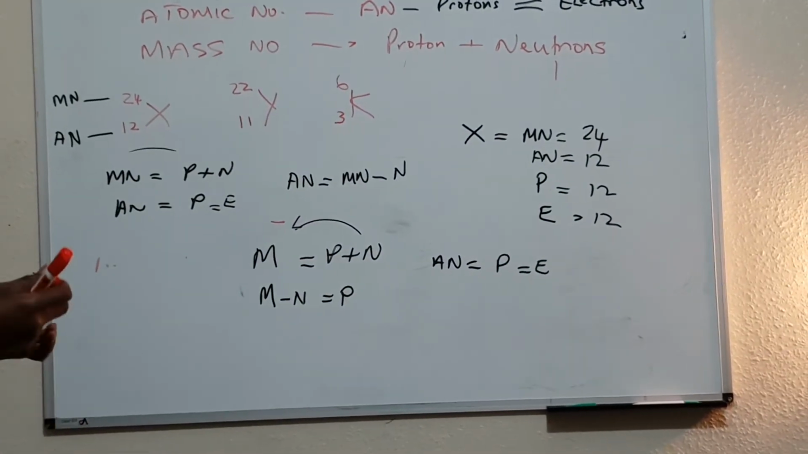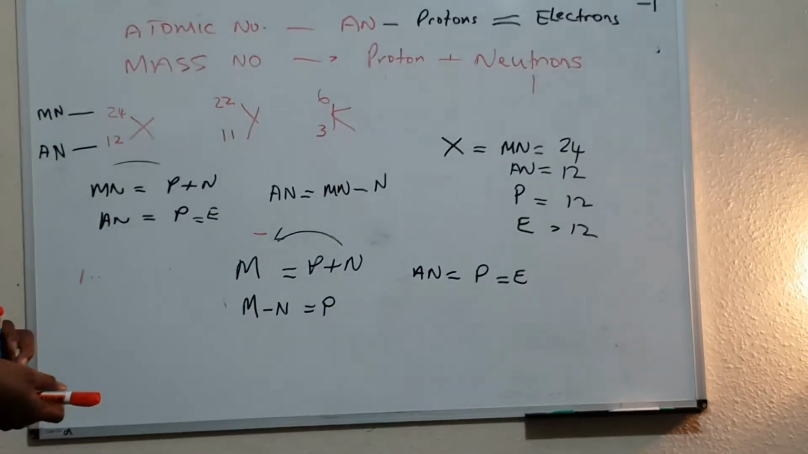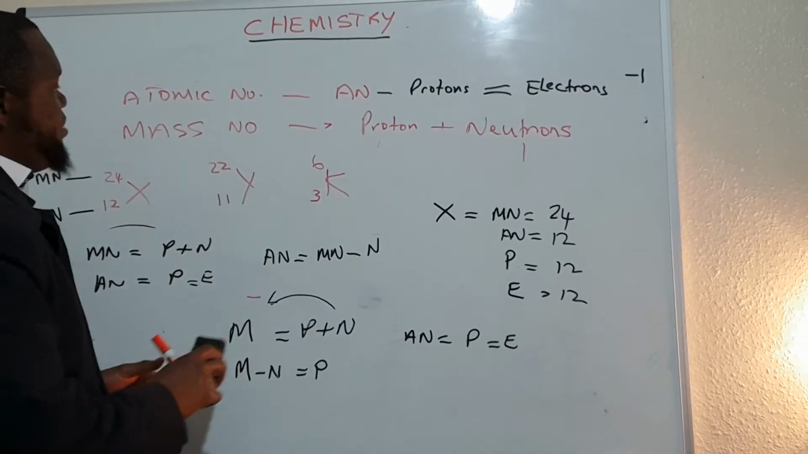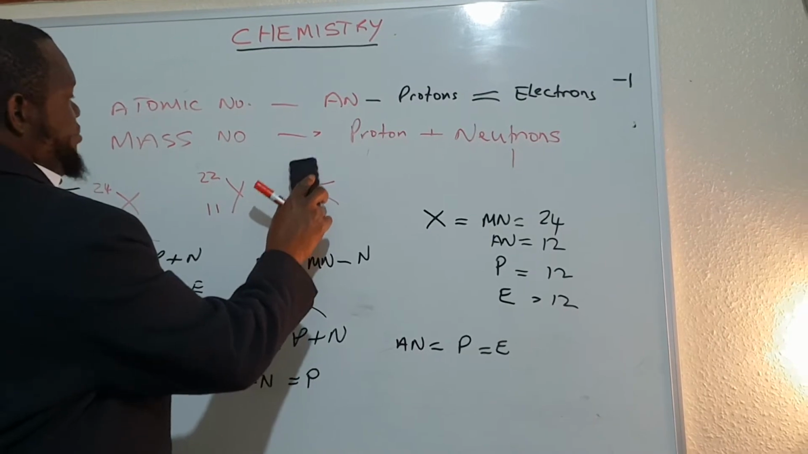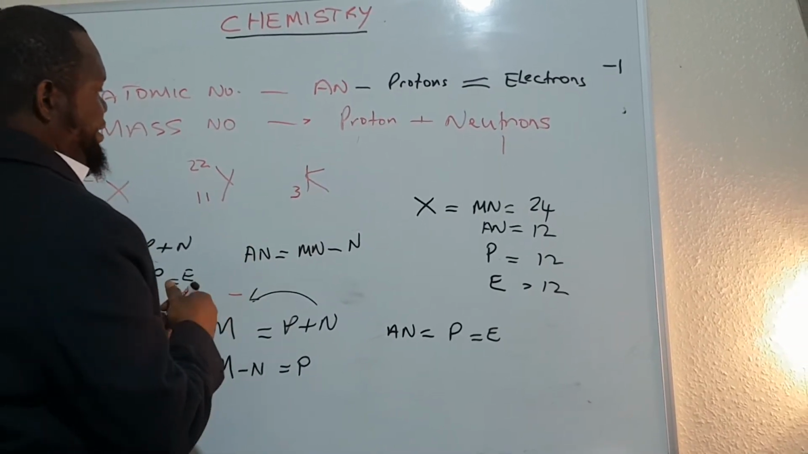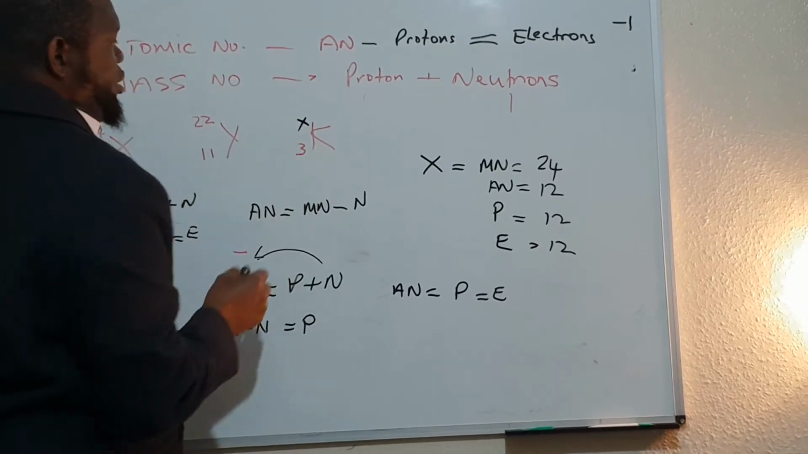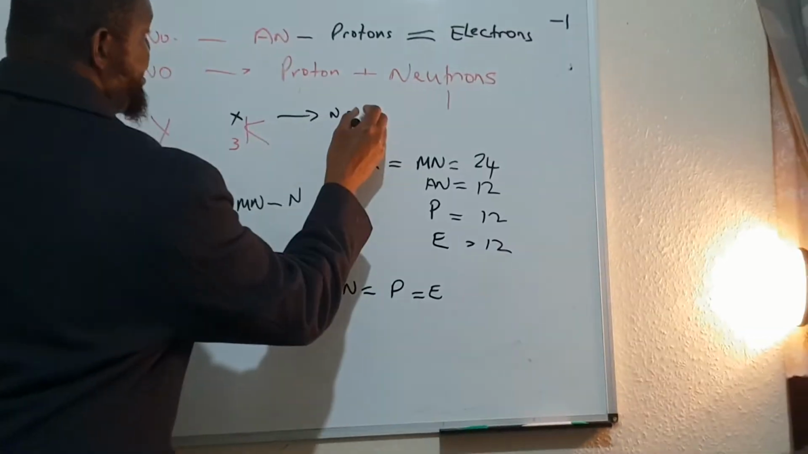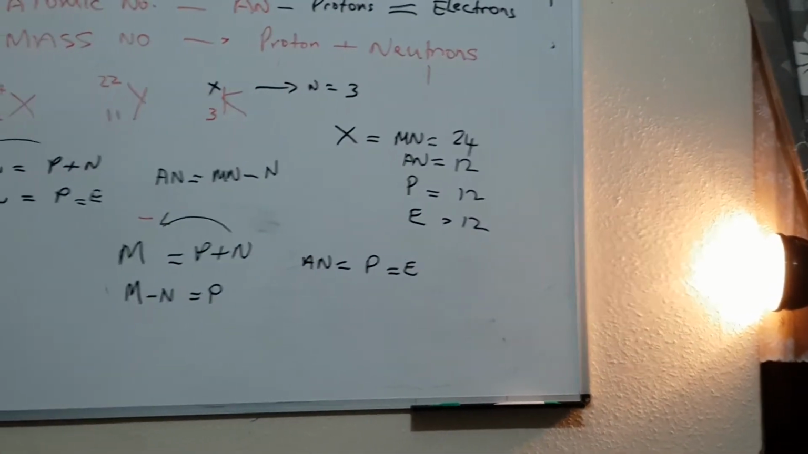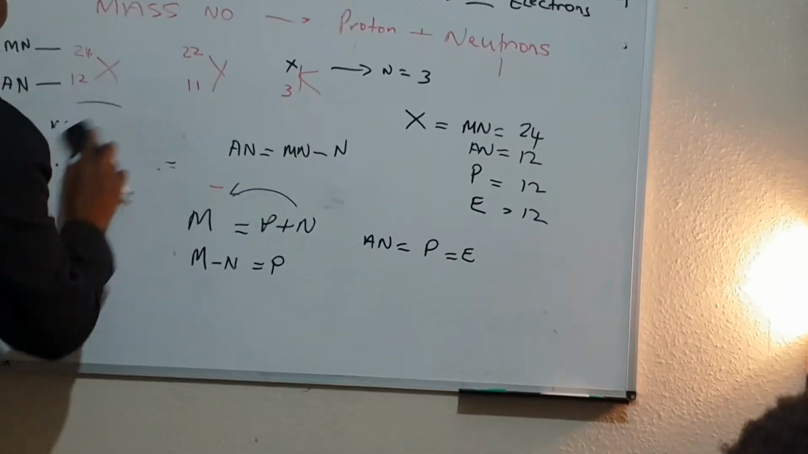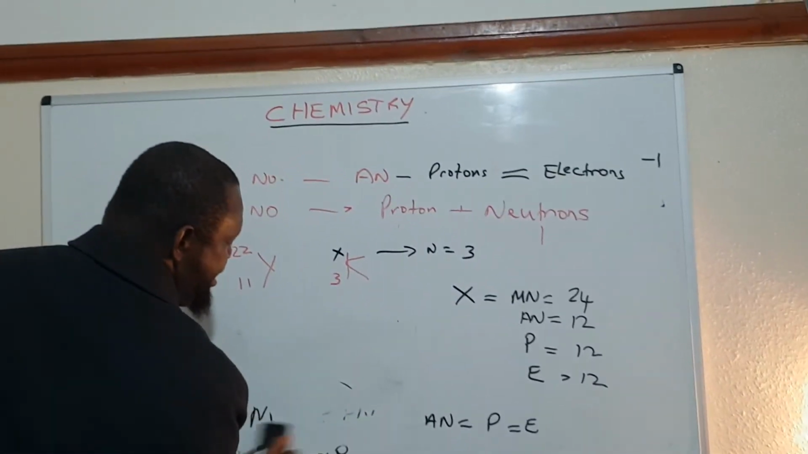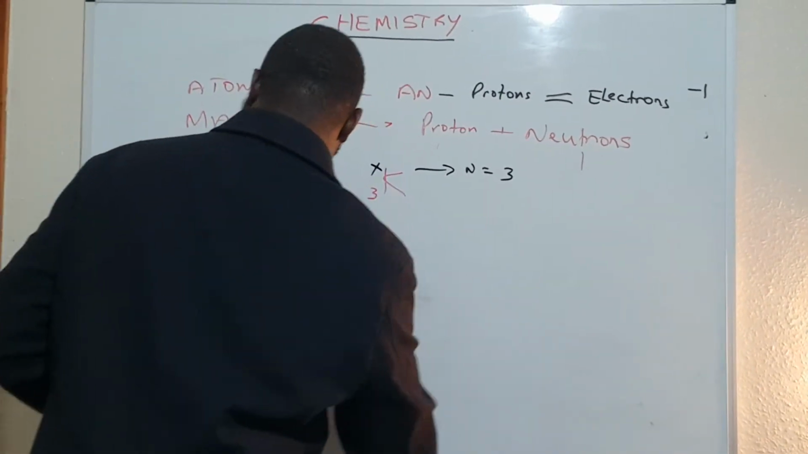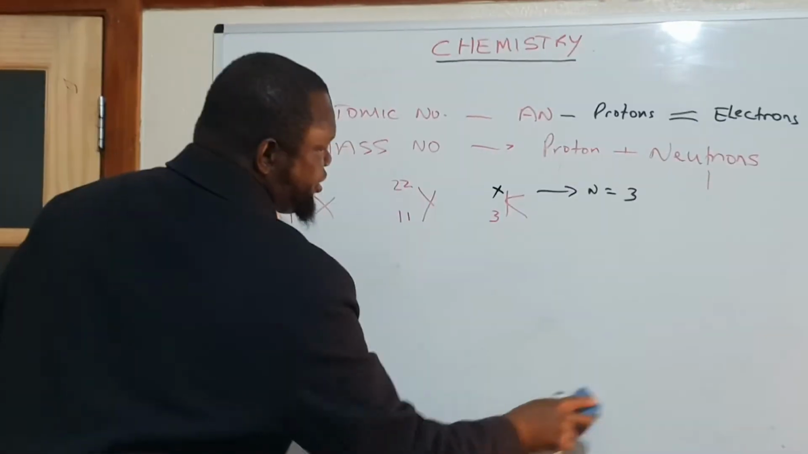Okay? In the exam, they can give you all this. Sometimes they may not give you the mass number. They say it's X. But they will give you the number of neutrons, which is 3. Let's deal with all that, because when you have a question concerning this, it will not be straightforward. They will not give you straightforward questions.